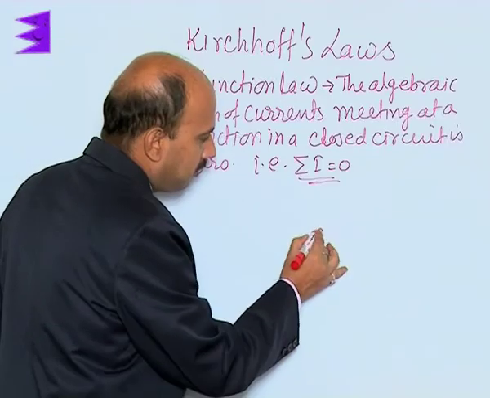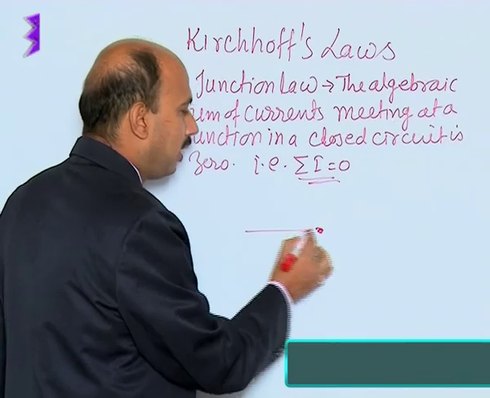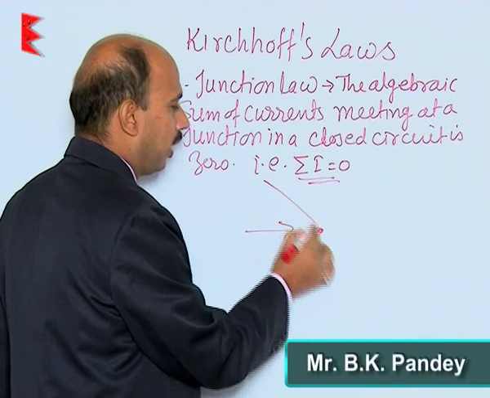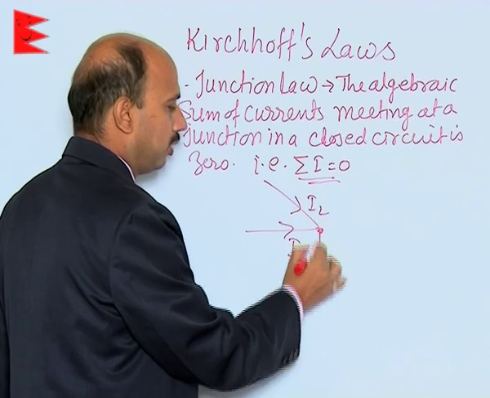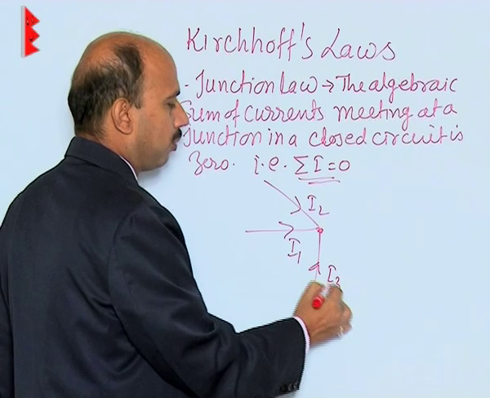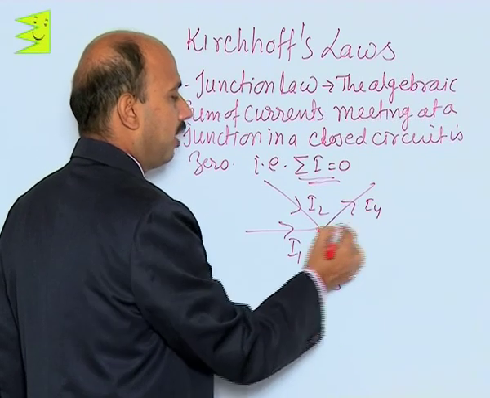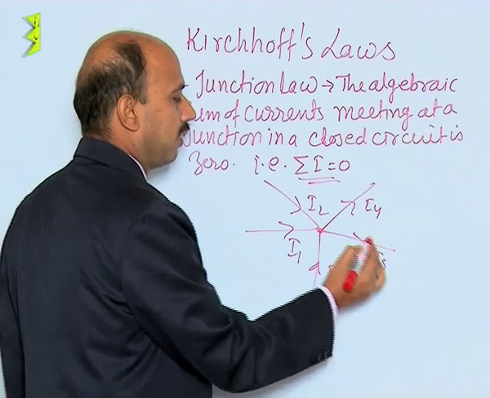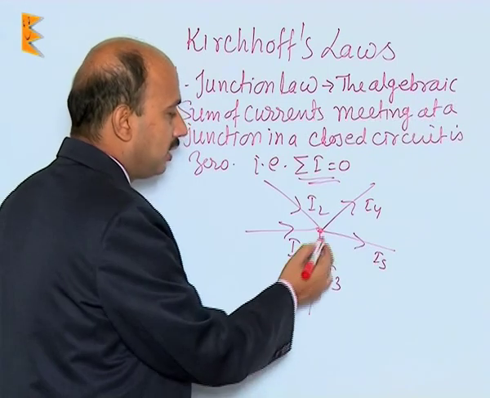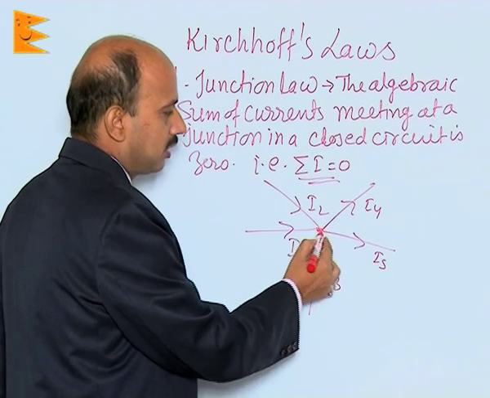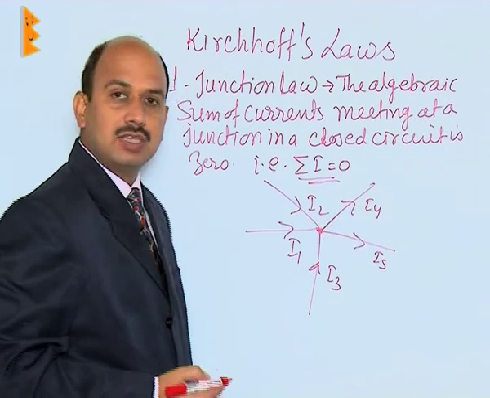Suppose you have taken this junction point. One current is coming from here, that is I1, another coming from here, that is I2, a third one is coming from here, that is I3, and one is going like that, that is I4, and another is going here, that is I5. So, at the junction these three currents are coming towards the junction and the rest two are leaving the junction.